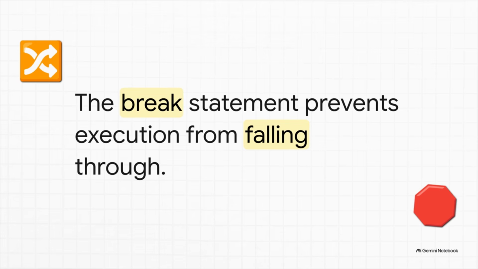Here, we're converting a grade point of 3. The code jumps directly to case 3 and prints grade B. But pay close attention to that break statement. It is absolutely critical. If you forget the break, your execution will literally fall through and print grade C as well, which is a massive bug you definitely want to avoid.